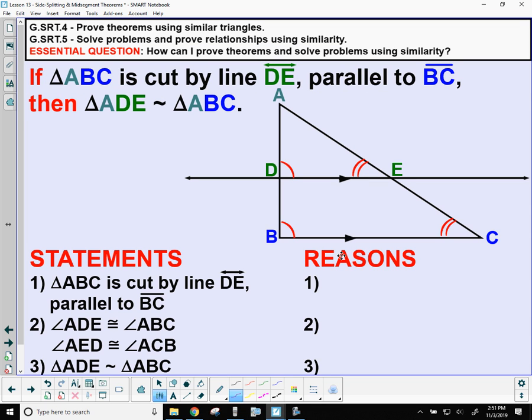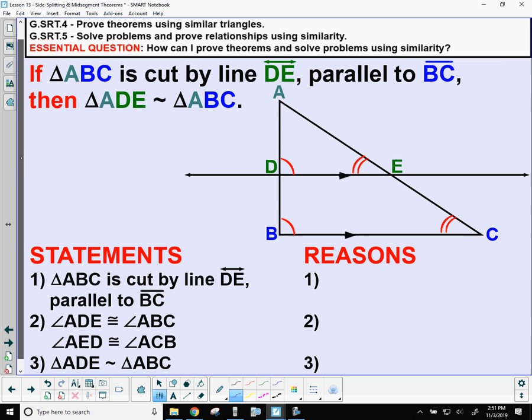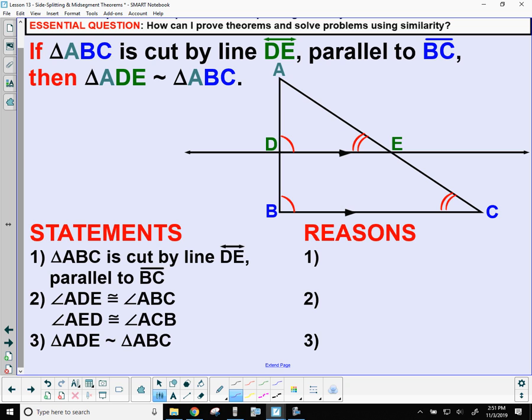There we go. So, copy the proof down. Again, if triangle ABC is cut by a line DE, it's parallel to BC, that's given. And we're trying to get to the proof that ADE is similar to ABC. So as you can see by the statements, copy down what's given.